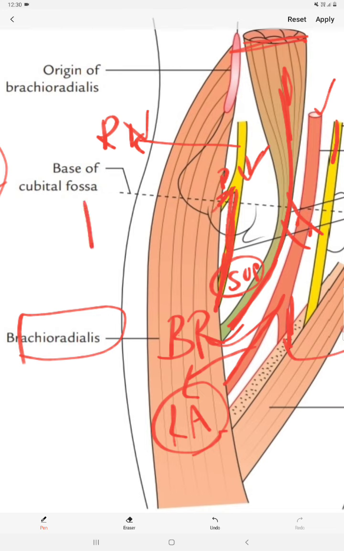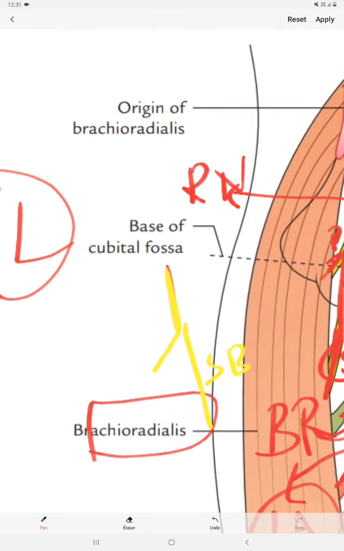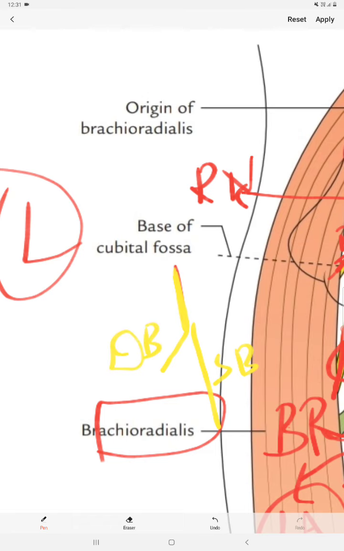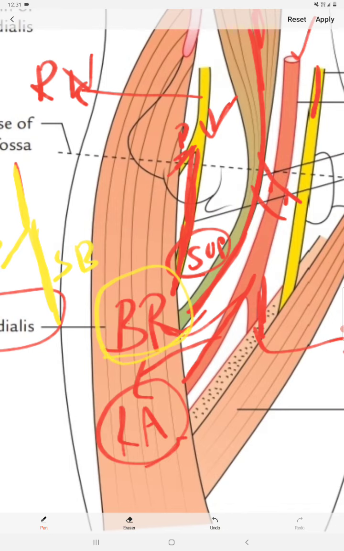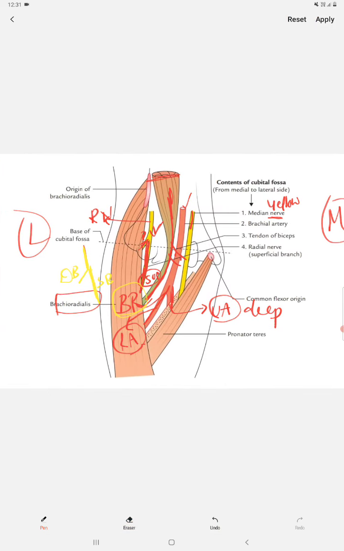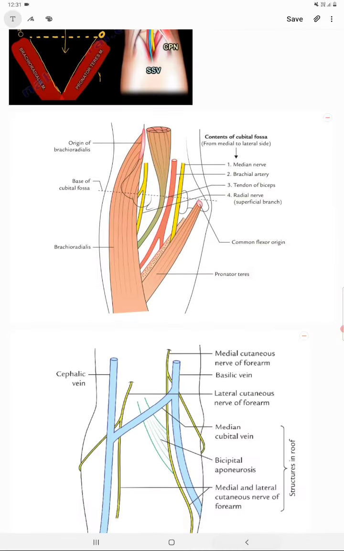First of all, I will also draw the radial nerve with yellow color. This is the radial nerve, and here it is dividing like this. This is the superficial branch of the radial nerve, and this is the deep branch. The superficial branch will pass beneath the brachioradialis muscle. Clear with the contents? From the medial to lateral side we have MBBS: median nerve, brachial artery, tendon of biceps, and the superficial branch of the radial nerve. This is all about the contents of the cubital fossa.